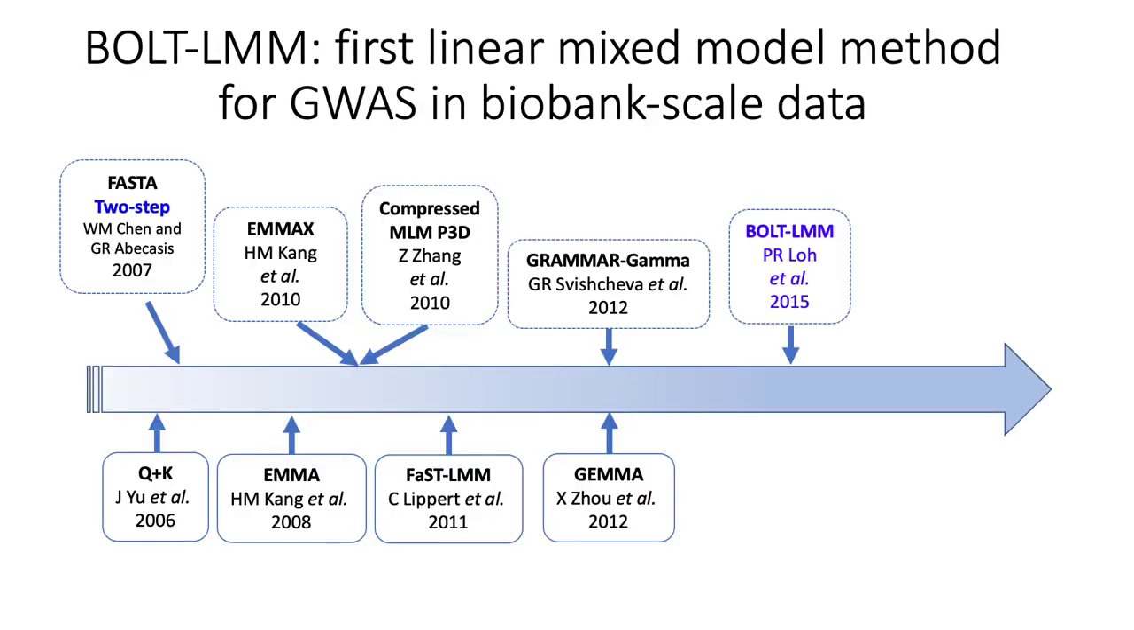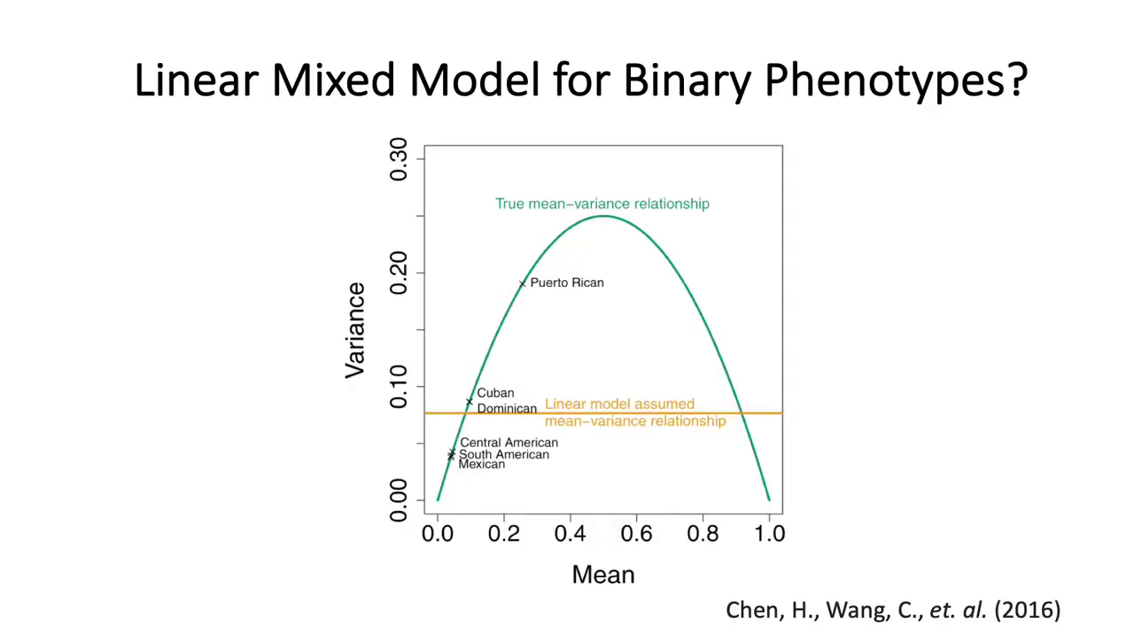In 2015, Liu et al. developed a linear mixed model method called BOLT-LMM. BOLT-LMM uses several asymptotic approaches to achieve the scalability of the mixed models, and it is the first linear mixed model method feasible for GWAS in biobank-scale data. So, can we use the linear mixed model for binary phenotypes?